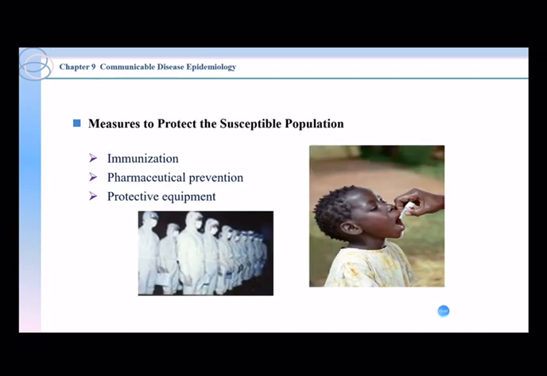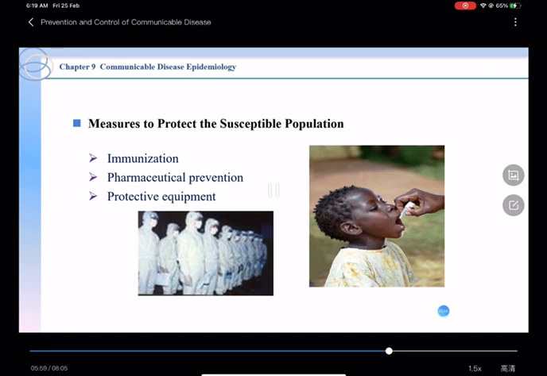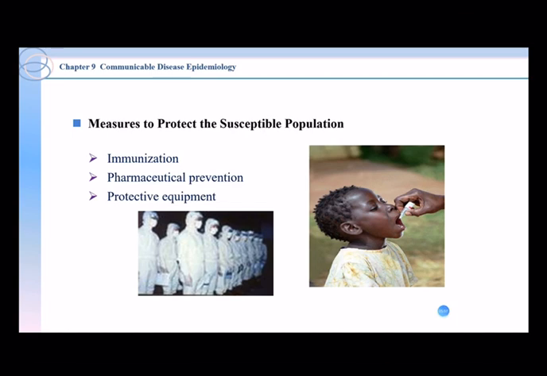Some measures protect the susceptible population. The most commonly used measure, for example, is to provide them immunization, such as taking the vaccine, and also taking some drugs in order to prevent infection. For example, during this COVID-19 pandemic, many Chinese people took some Chinese herbals in order to prevent getting COVID-19, and also used protective equipment such as face masks, gloves, and other professional equipment that can be used to prevent direct contact with the virus.